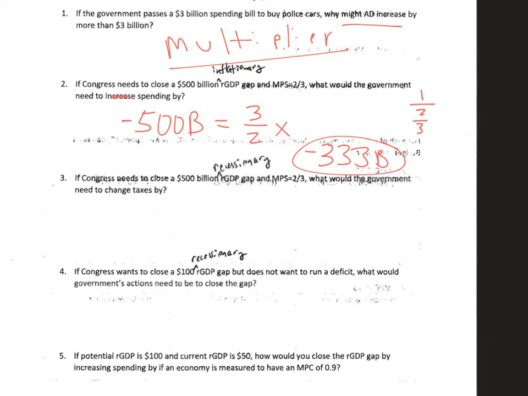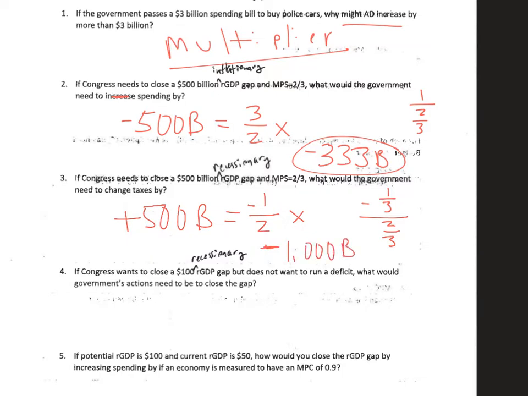If Congress needs to close a $500 billion recessionary gap, so we want to increase GDP by $500 billion, what would the government need to change taxes by? So negative 1/3, because that's MPC, over MPS would mean that would be negative 1/2. And so the government would actually need to decrease taxes by 1,000 billion, or 1 trillion, because that would be 500 divided by 1/2.